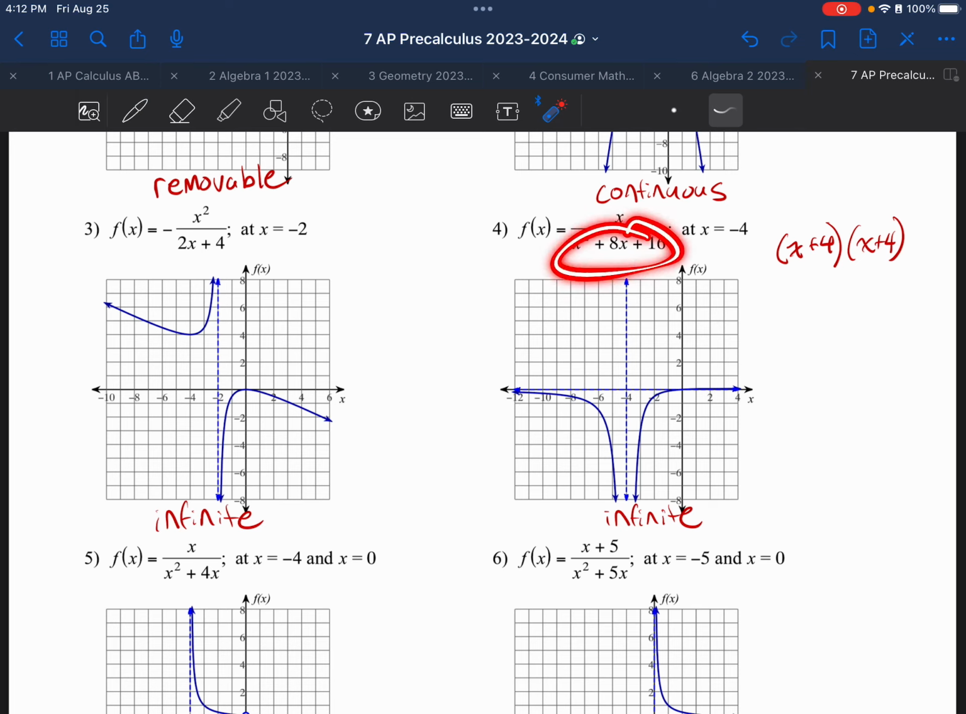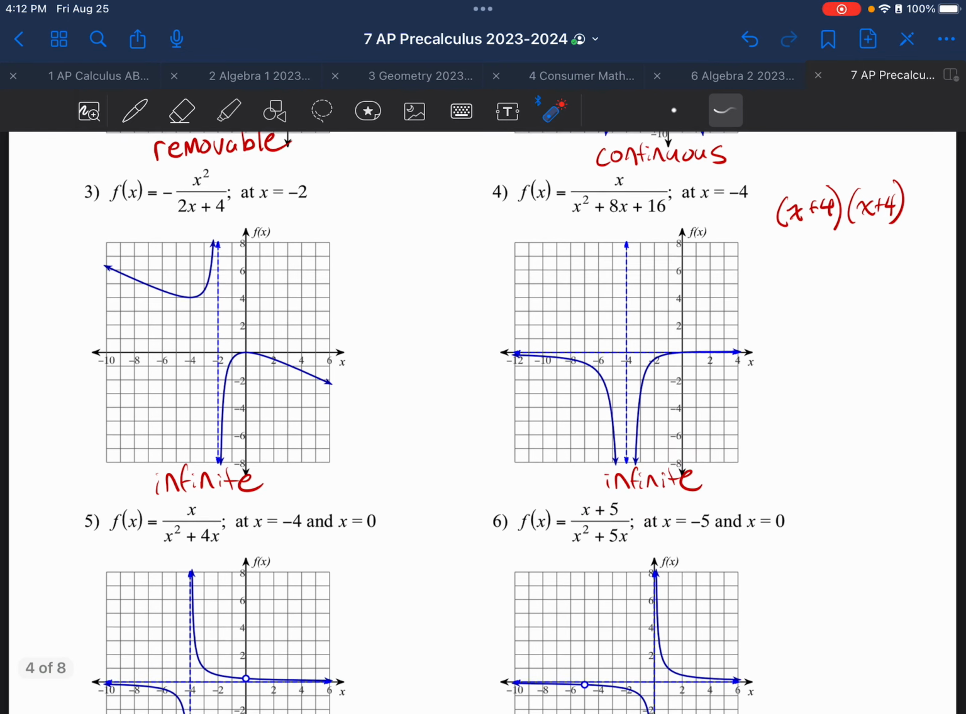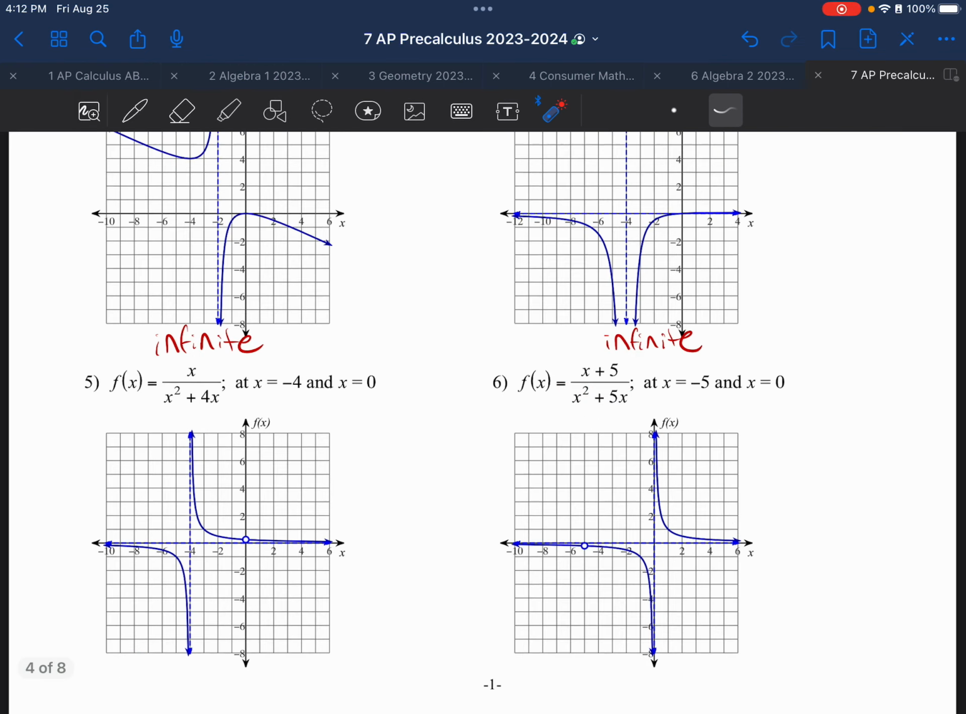And the general idea is after you cancel everything out, there's nothing to cancel. If I had an x plus 4 here, I could have canceled things out, and I would have had a debate if it's infinite or removable discontinuity. By the way, infinite always wins. It's infinitely more powerful. Haha. You could tell just by things canceling out, but we have nothing to cancel out. Therefore, the leftovers are the infinite discontinuities.